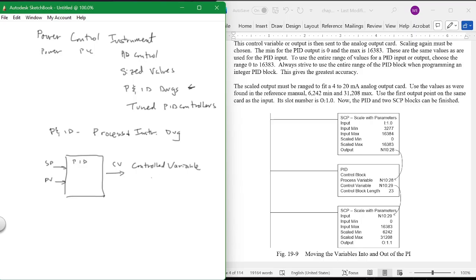Or control variable, one or the other. I don't know whether it's control or controlled, but anyway, CV stands for controlled variable, and that gets you the output. So in here, the magic, the proportional plus integral plus derivative term, this is where you're doing all your math calculations. Now, it's not done continuously. It's done on a clock.